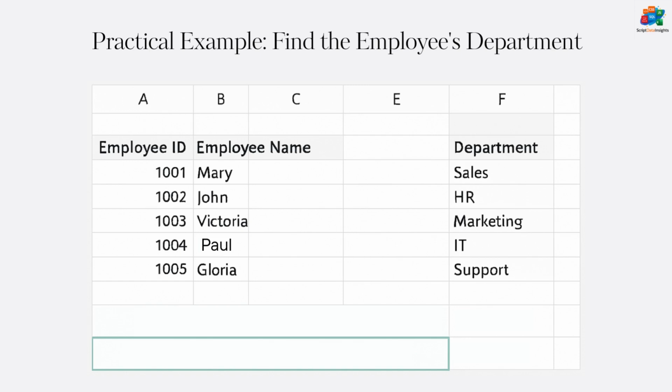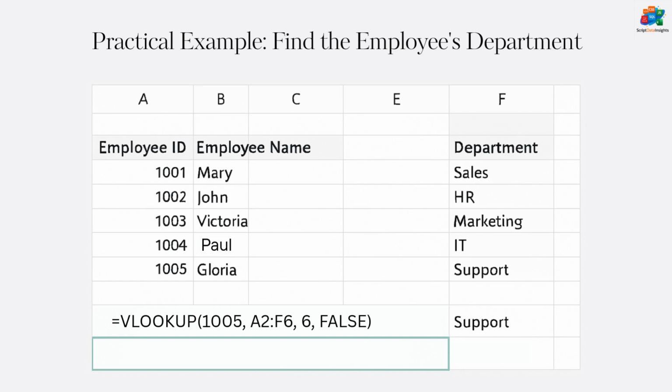Now for a practical example, find the employee's department using both functions. We want to find the department for employee ID 1005. Using VLOOKUP, the formula would be =VLOOKUP(1005, A2:F6, 6, FALSE), which requires you to manually count the column number.